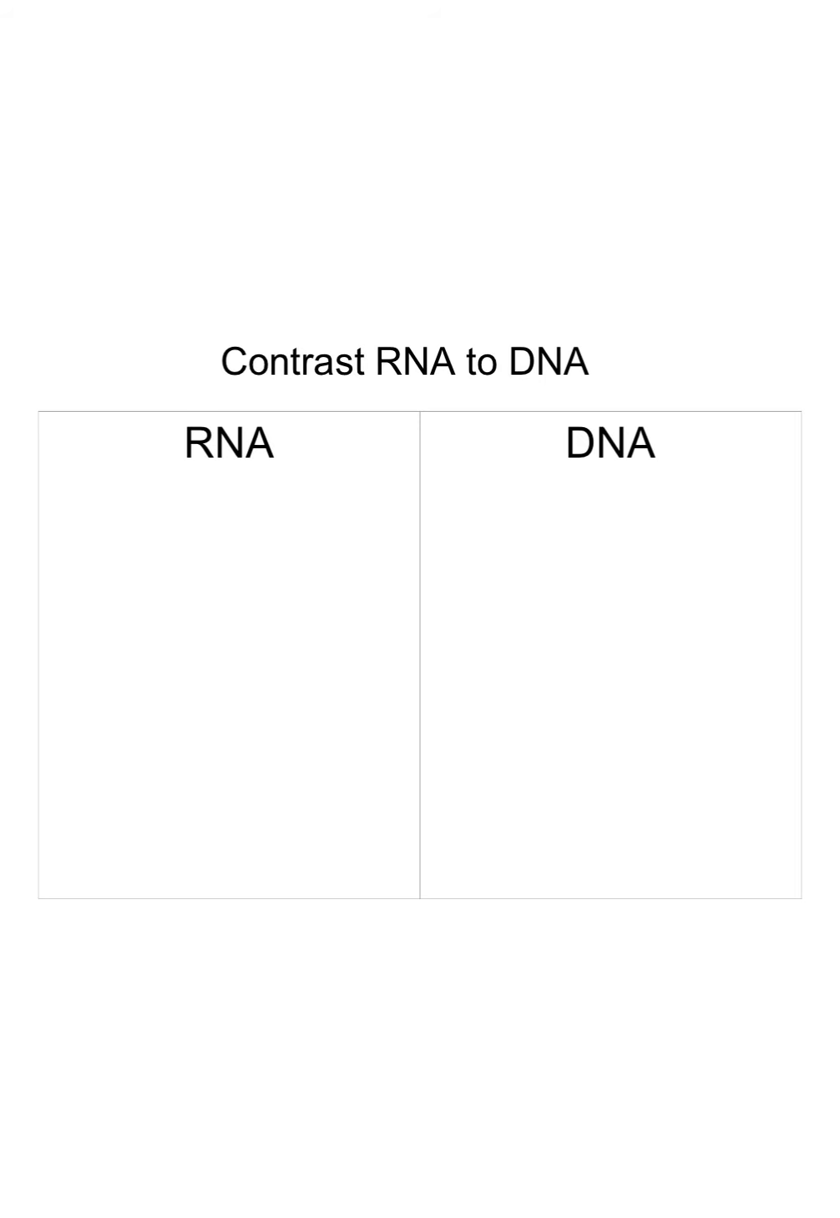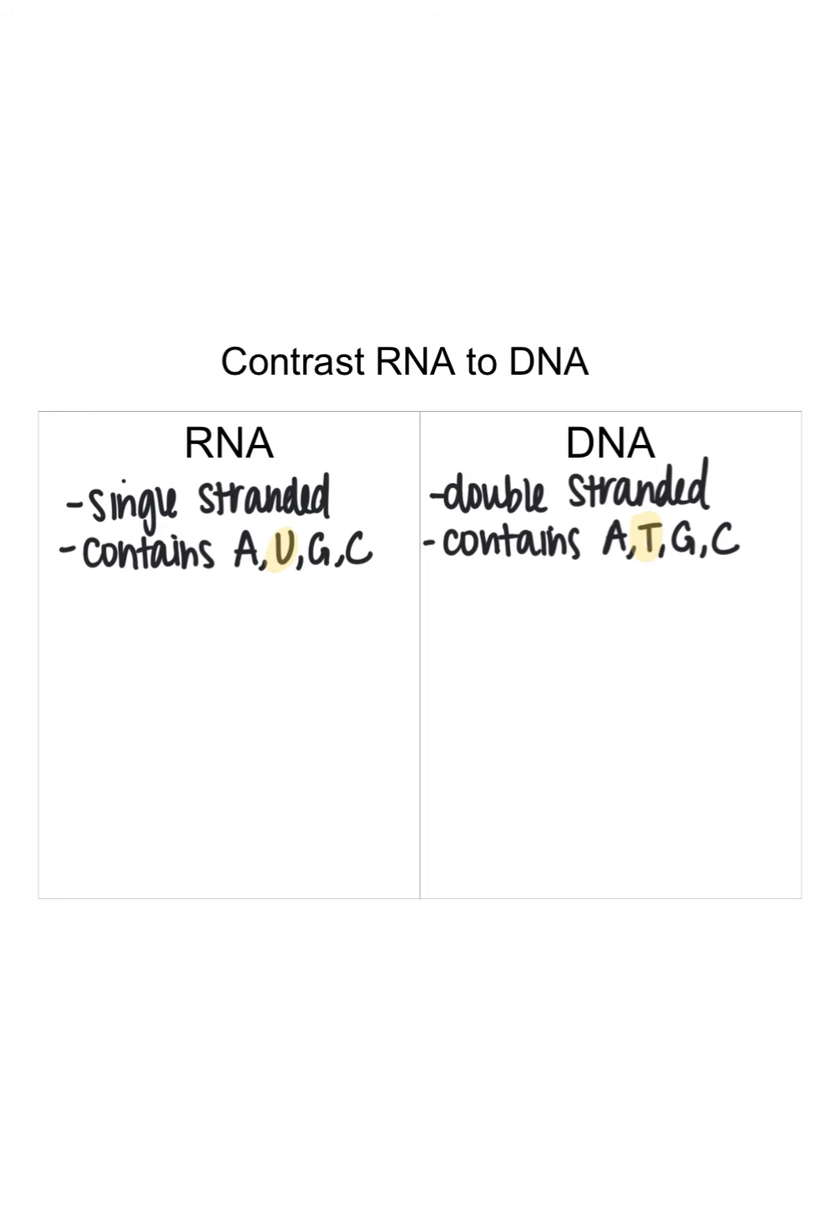So let's go over some comparisons between RNA and DNA. The first one is that RNA is single-stranded while DNA is double-stranded. The second one is within the bases that they contain. RNA contains adenine, uracil, guanine, and cytosine, while DNA contains adenine, thymine, guanine, and cytosine. The next one is in their 5-carbon sugars. RNA has the ribose sugar, meaning it has that extra oxygen on it, and DNA contains the deoxyribose sugar.